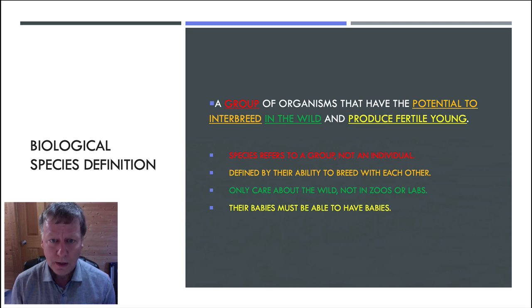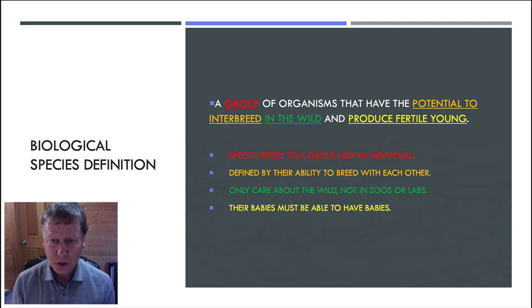A group. Species refer to a group, not an individual. An individual is a member of a group that is called a species. The potential to interbreed. Species are defined by their ability to breed with each other. So interbreeding is key to what makes it a species. In the wild. I only care about what goes on in the wild when I'm defining a species. I don't care what happens in zoos or in laboratories.